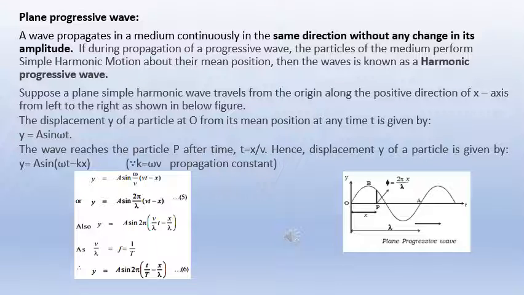Now we can write the plane progressive wave equation in various other forms, like y = A sin (2π/λ)(vt − x), and in terms of time period T as y = A sin 2π(t/T − x/λ).